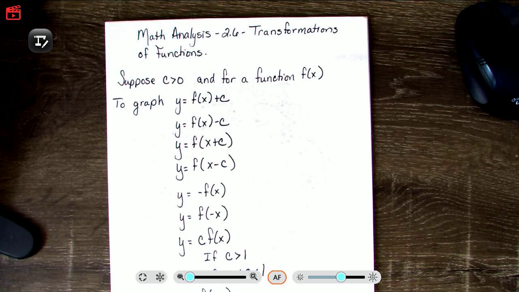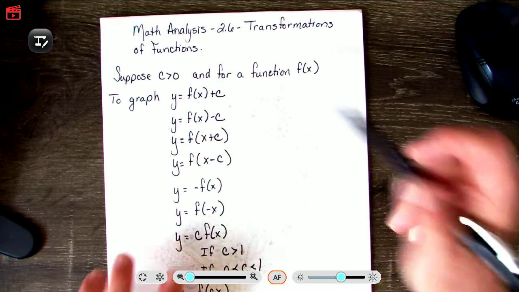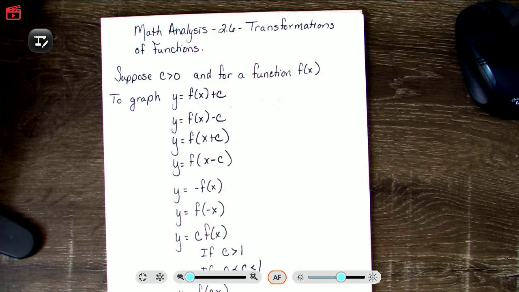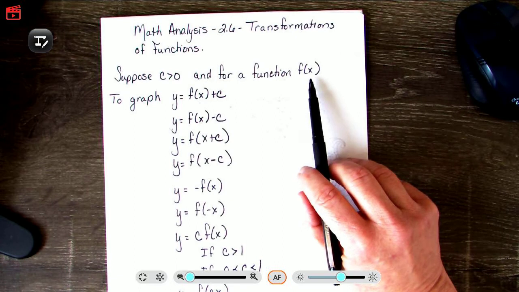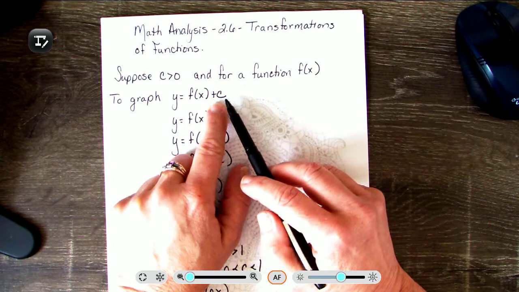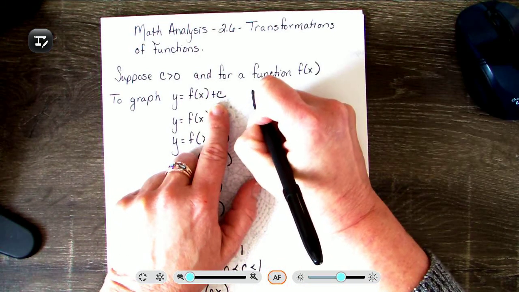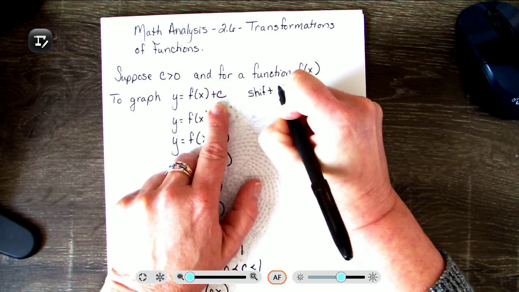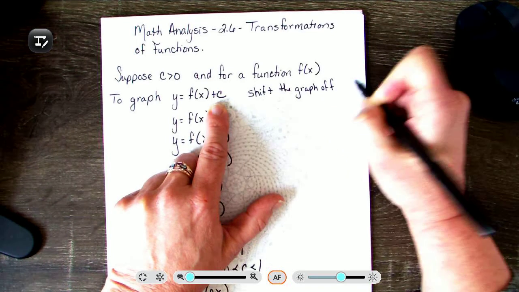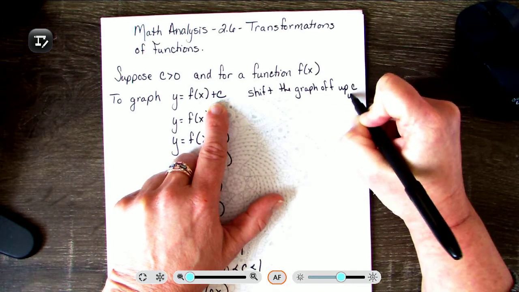So we are going to be talking about the transformation of functions, how the graph changes when we change the formula of something. First of all, we're going to suppose that c is a number, and it's going to be bigger than 0. We're going to look at some function f, and what happens if we add a number to a function. What that does is it will shift the graph of f up c units.